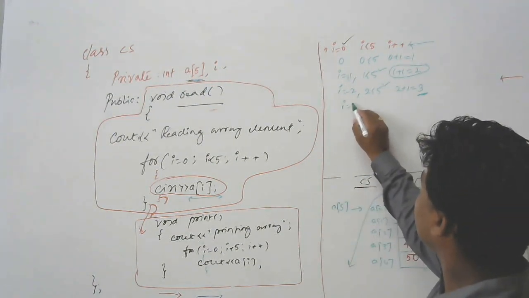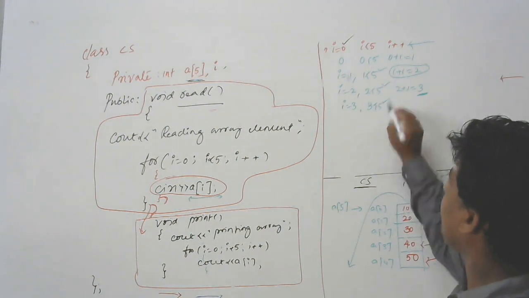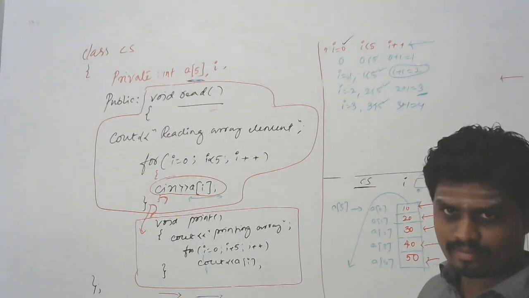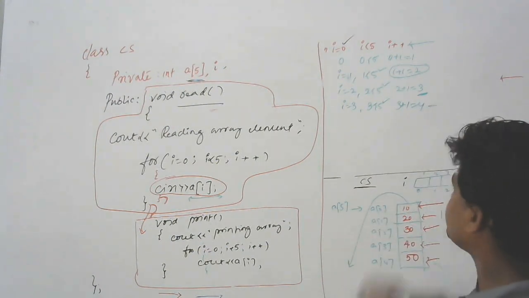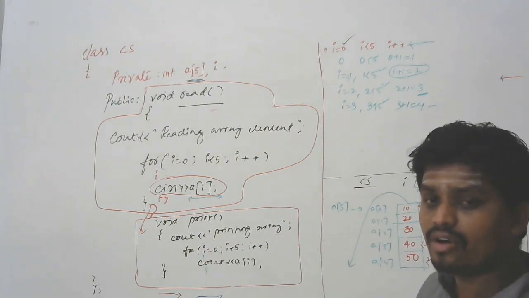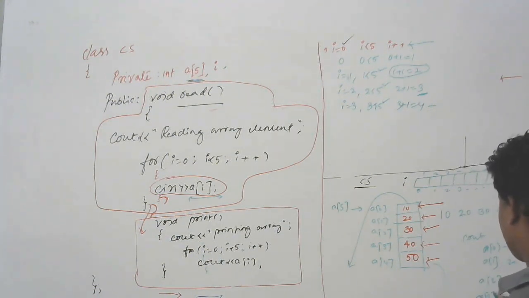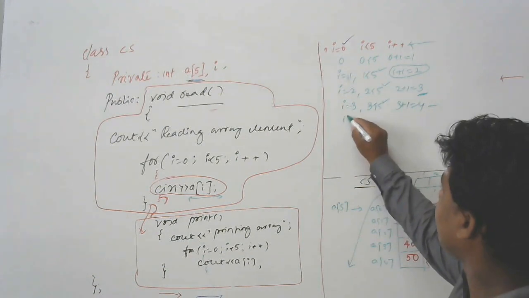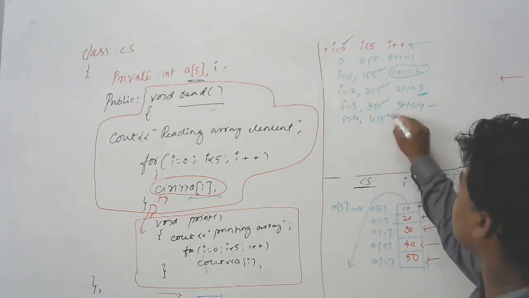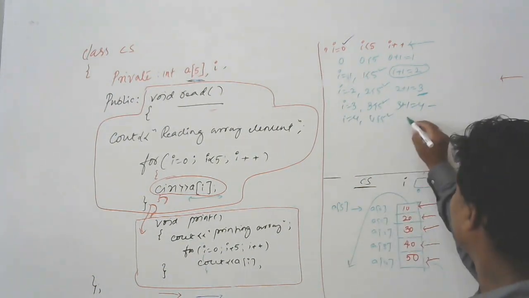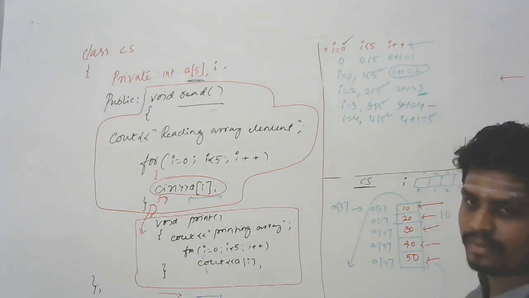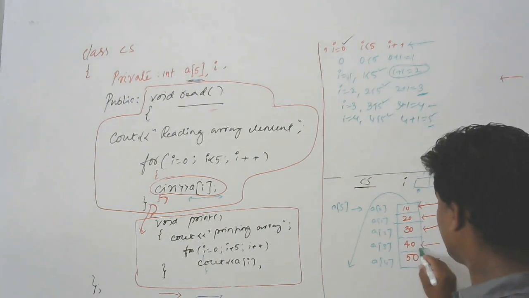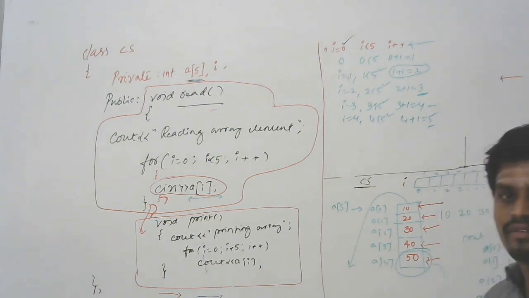Now I value becomes 3. 3 is lesser than 5, condition is true. 3 plus 1, how much? 4. Right? Before changing the I value to 4, it executes A of 3, which is 40. The next I value becomes 4. 4 is lesser than 5, condition is true. 4 plus 1, how much? 5. Before making I value 5, it executes A of 4, which is 50.